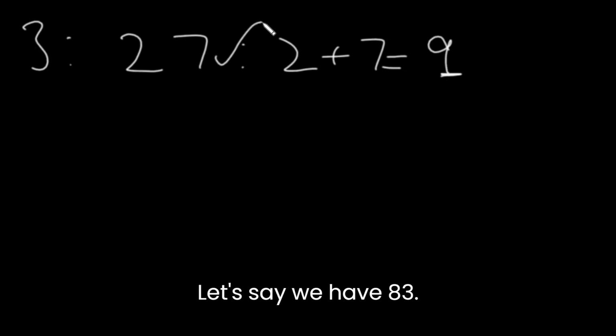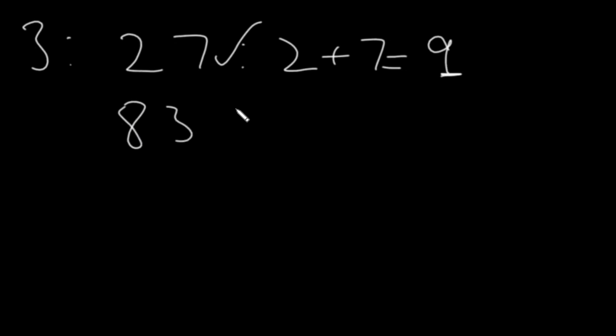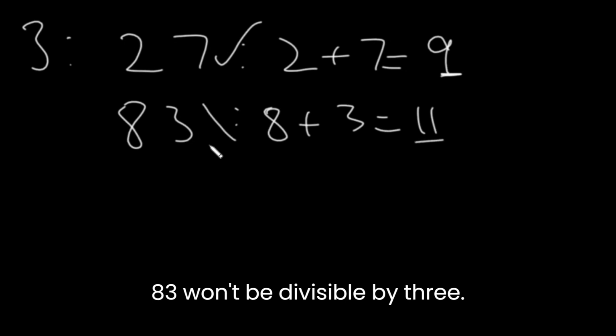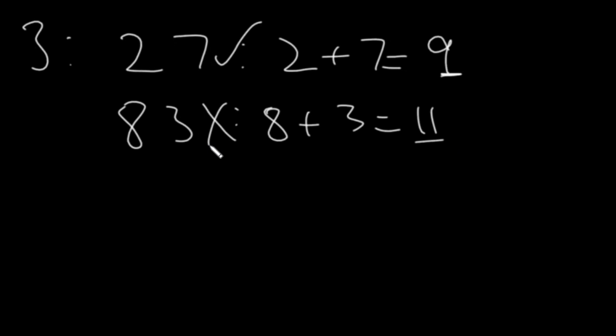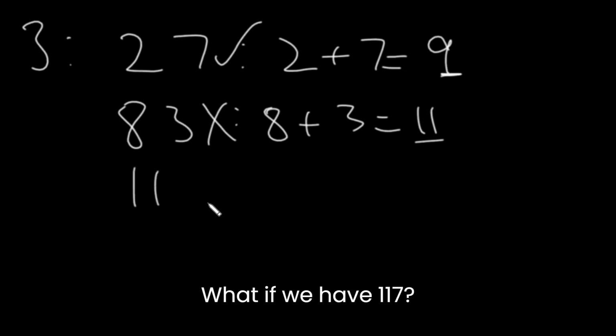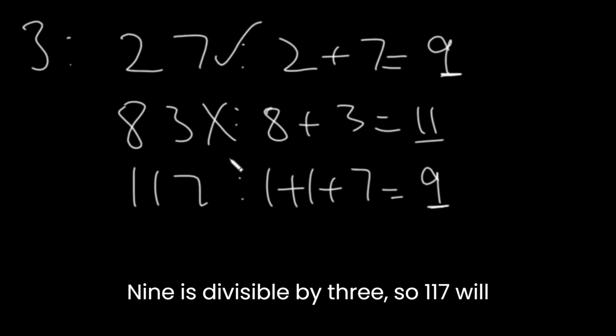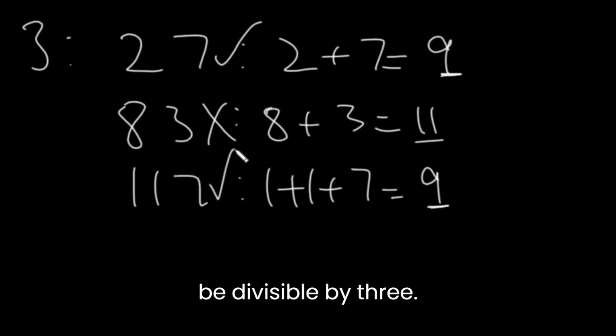So let's say we have 83. 8 plus 3 is 11. And 11 is not divisible by 3. So 83 won't be divisible by 3. What if we have 117? 1 plus 1 plus 7 is 9. 9 is divisible by 3, so 117 will be divisible by 3.